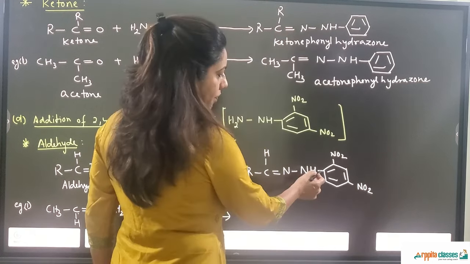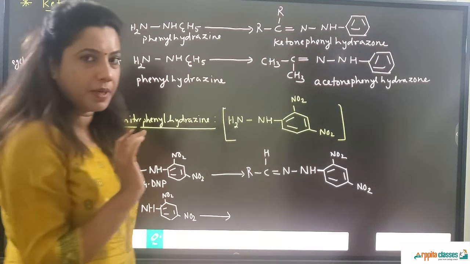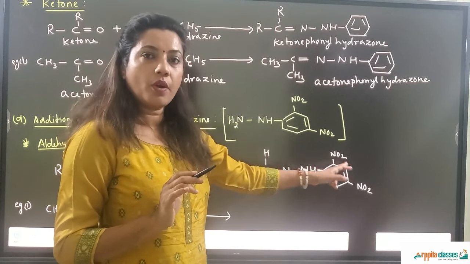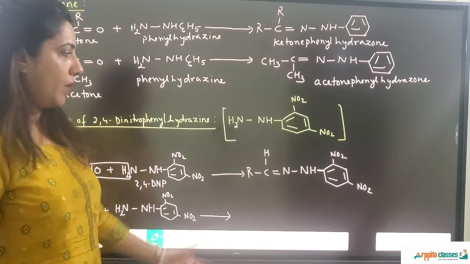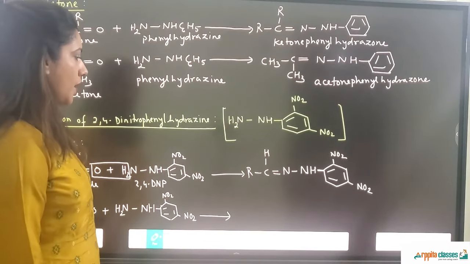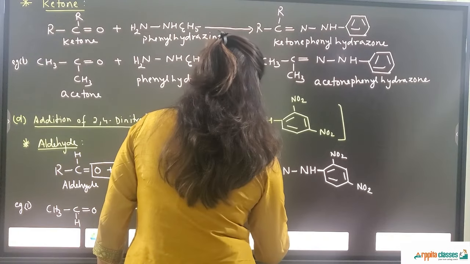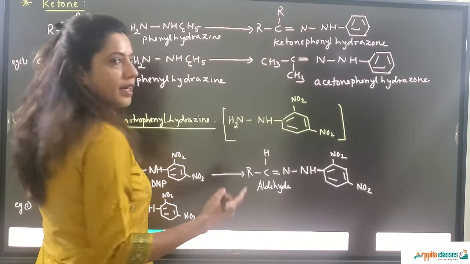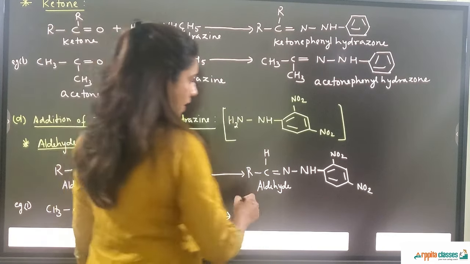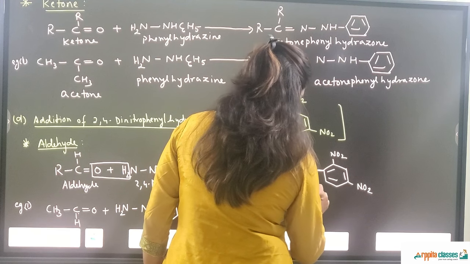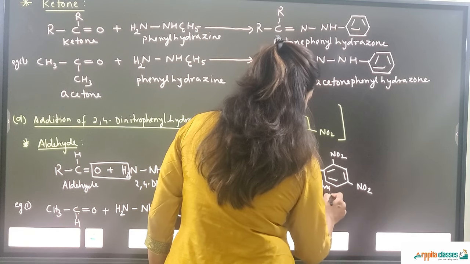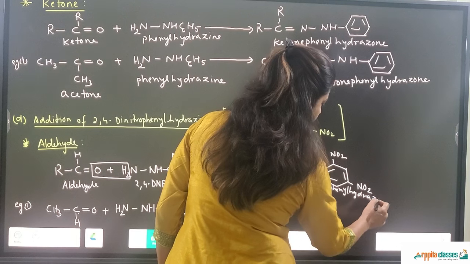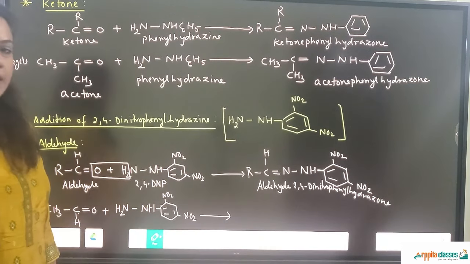Always remember where it is attached to this NH, this is your first carbon atom. So the second can be this or second can be this, anything, but this is your first carbon, so accordingly 2 and 4 position you have to use for the addition of NO2. So the product is called aldehyde, since you are getting it from aldehyde, aldehyde 2,4-dinitrophenyl hydrazone, the full thing actually. Okay? This is the name of the product.